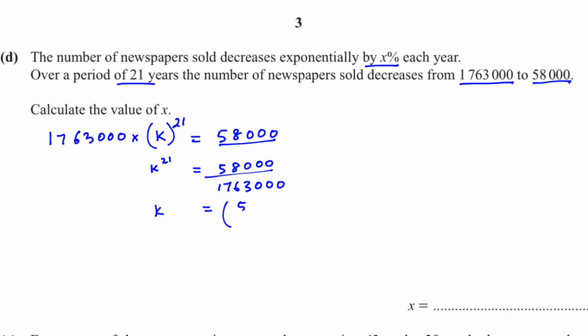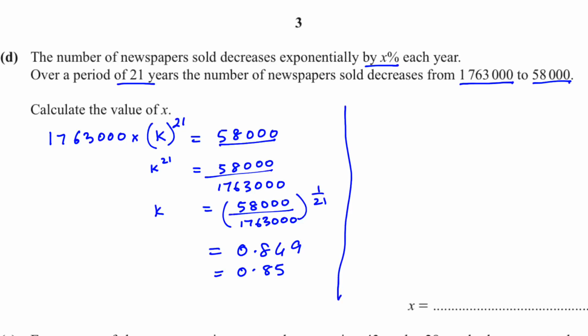k will equal, k was to the power of 21. When we move the power to the other side, it will become 1 over 21. This gives us 0.849. If you round it, it will become 0.85. k is 0.85. We are talking about percentage here. So 0.85 times 100 is 85%. So it got reduced by 100 minus 85, 15%. x is equal to 15%.